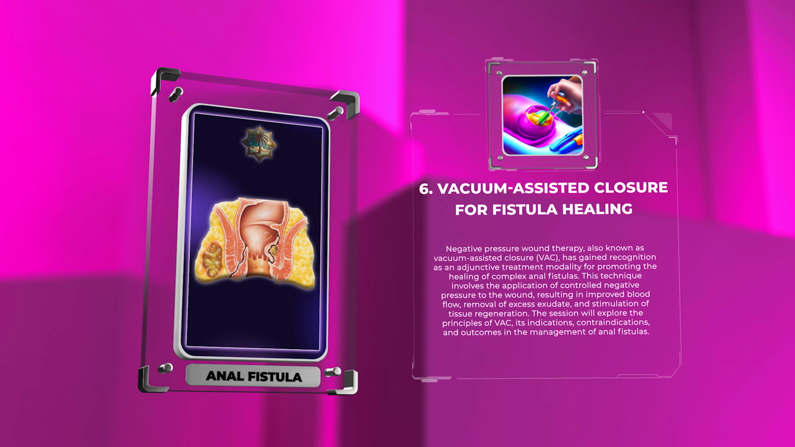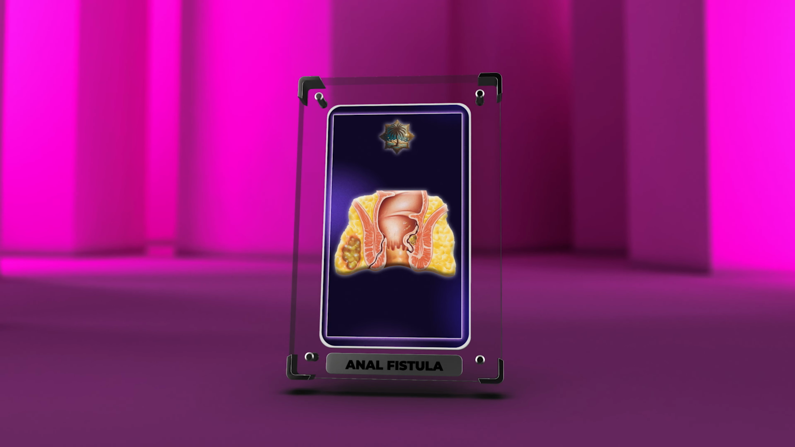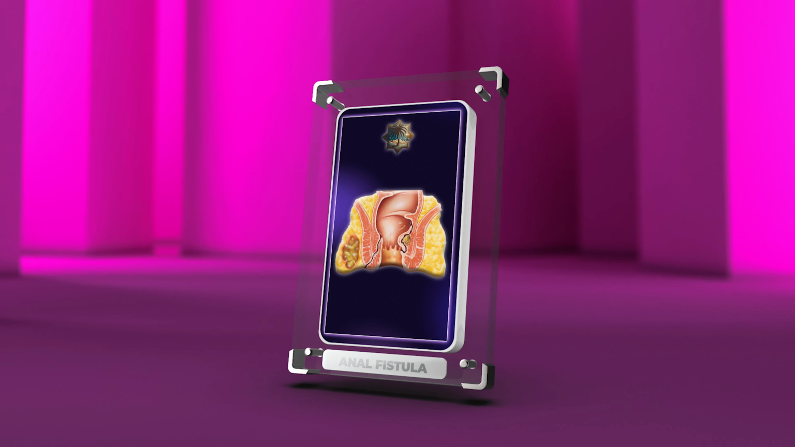To summarize, managing anal fistula requires a thorough understanding of its causes, evaluation, and treatment options. This lecture covered various topics, including diagnosis, surgery, emerging treatments, and new approaches, to help healthcare professionals improve patient outcomes.